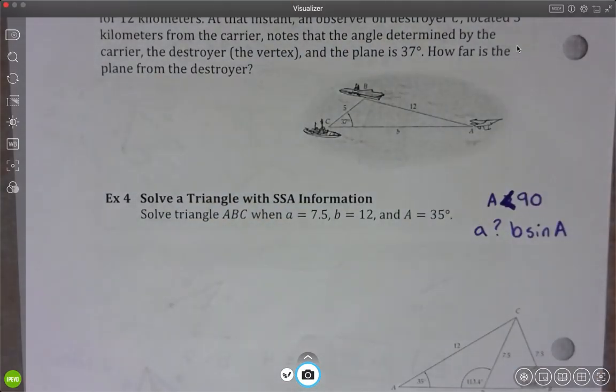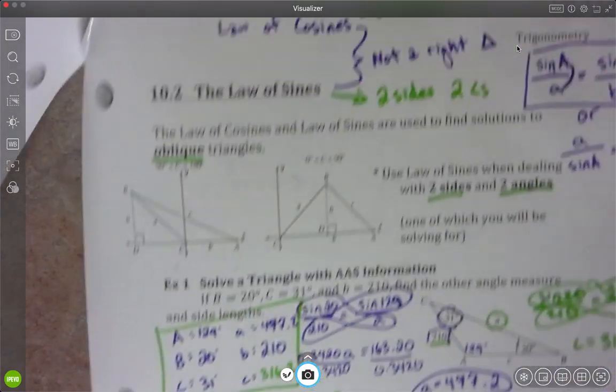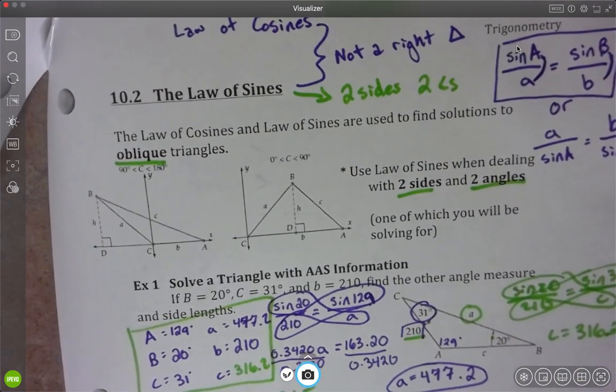Hey Trig, this is the video for section 10.2, but it is the second half of it, so this is part B. And I think we left off with example 3.